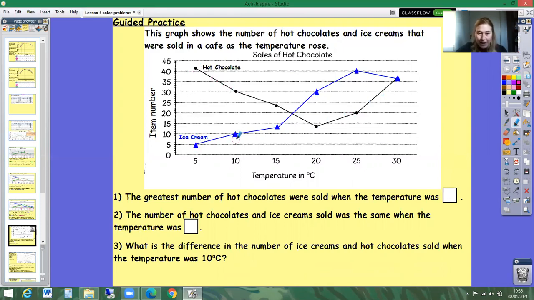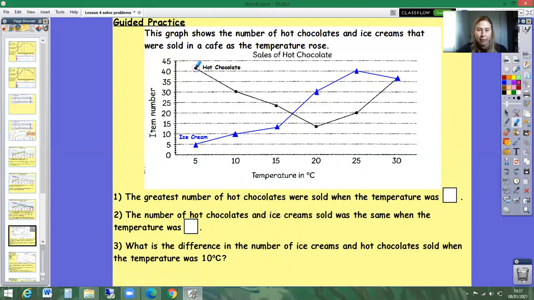The number of ice creams, as the temperature increases, seems to be increasing, and that makes sense because people don't generally like to eat ice cream when it's really cold, because ice cream is cold. And so when it's really hot, it's a nice treat, isn't it, to cool us down. So let's look at the questions now. We've got, the greatest number of hot chocolates were sold when the temperature was, and then we've got a blank.